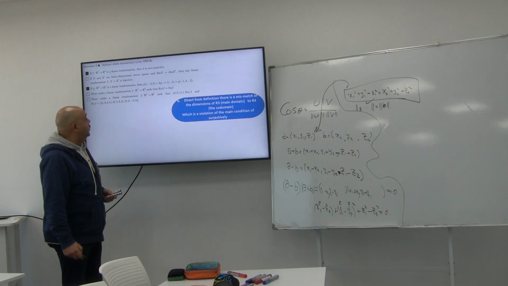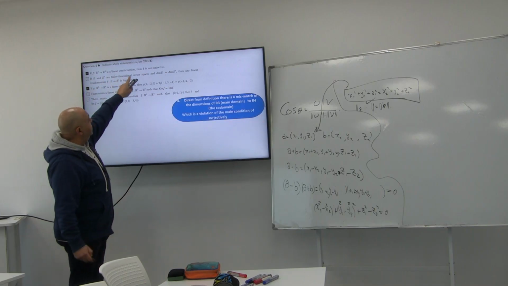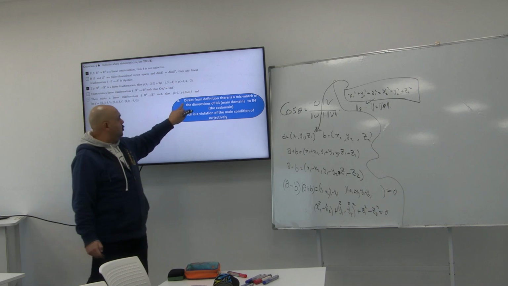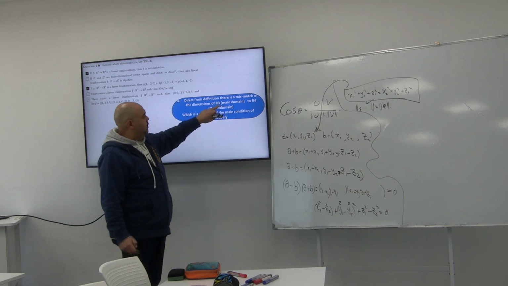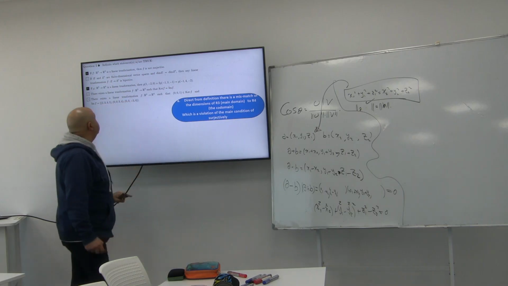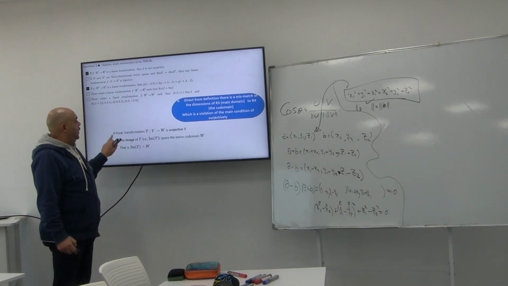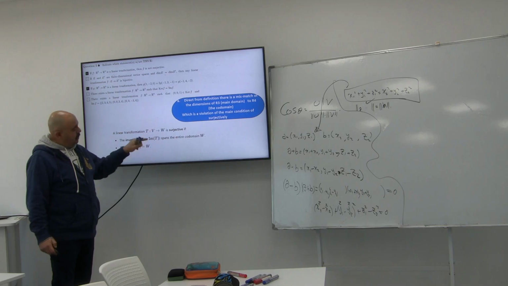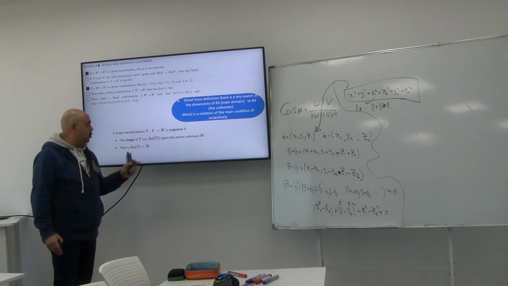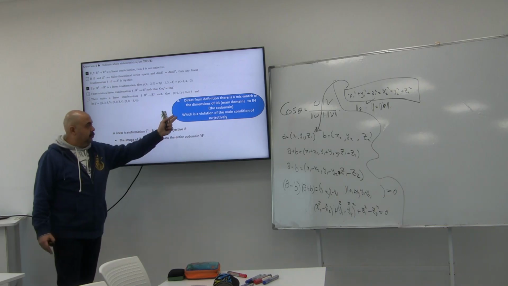So let's start first with: F is a linear transformation from R3, then F is surjective. As I told you, directly from the definition, there is a mismatch in the dimension. So number A is correct, it's not surjective. For number B, a linear transformation, I'm sorry, this is also more clarification for this statement.